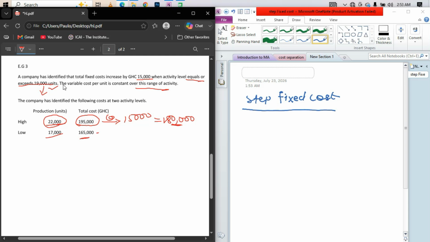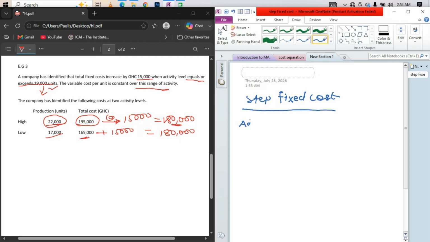So we use 180,000 and use it against the low activity level. Or if you want to adjust the low activity level, then you add the 15,000 to this figure, which will also give you 180,000. So we are raising this 15,000 to the level of 195,000. And also when we are adjusting the 195,000, we are lowering the level to that of the 165,000. So the first one, we raise it to 195,000 level, and the second one, we decrease the 195,000 to the level of 165,000.